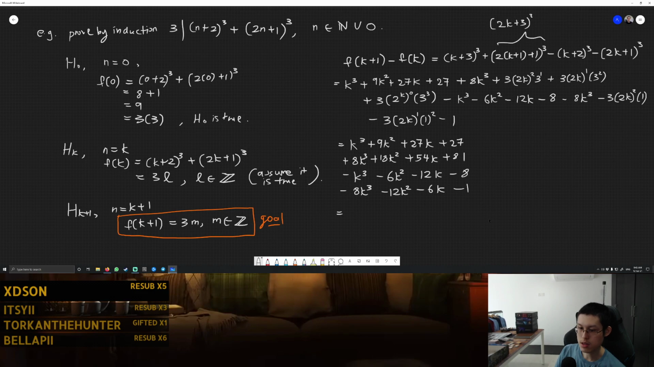Then we're gonna just add it vertically. We get 9, 8. Oh, they just cancel each other out. Cancel, cancel, cancel, cancel, gone. Then this guy we have 27 minus, no, sorry, 27 minus 18, which is 9. 9k squared. And then we have 81.